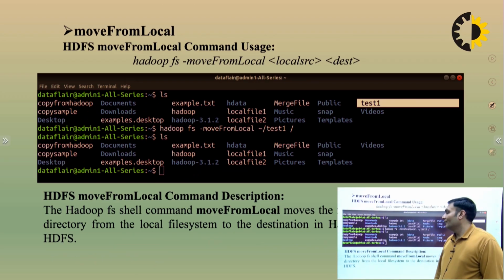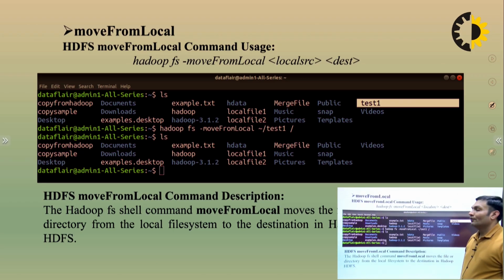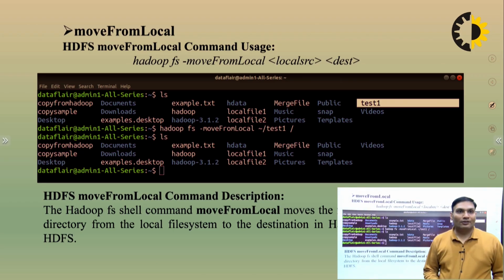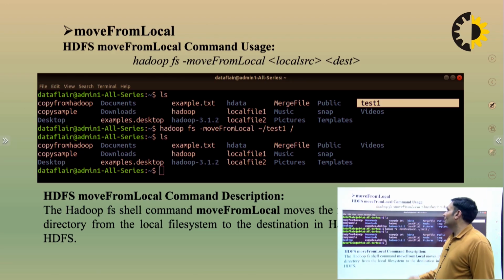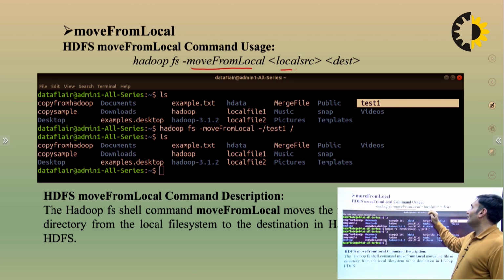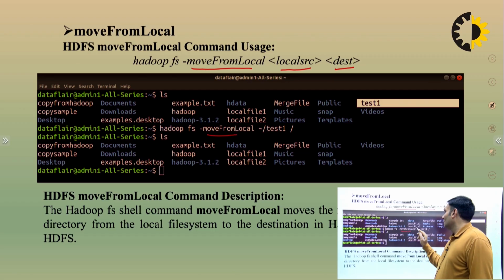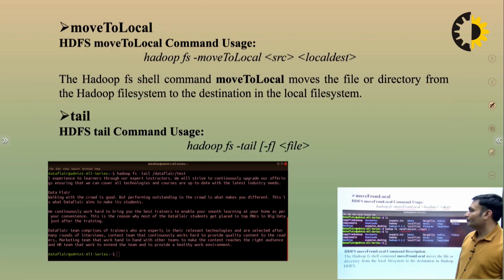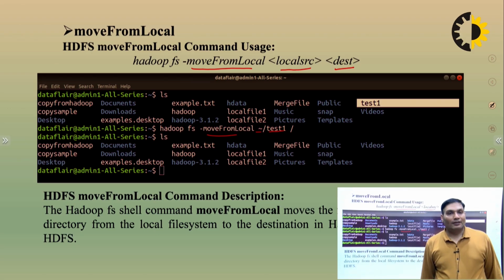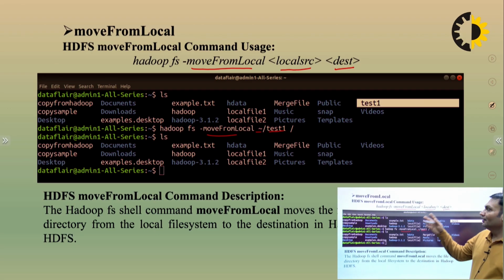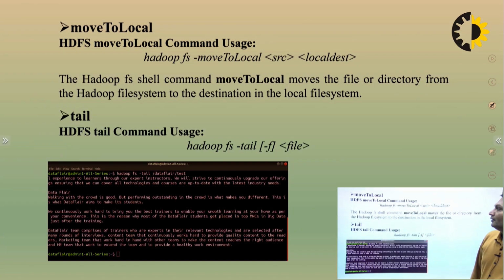Move from local, as we have already seen. If we want to move a file from the local system to the Hadoop distributed file system, we can use the move from local command. So move from local, the local source and the destination. From time to time we will use the ls command to see whether it actually happens or not. So we will see the content of the directory with the ls command.